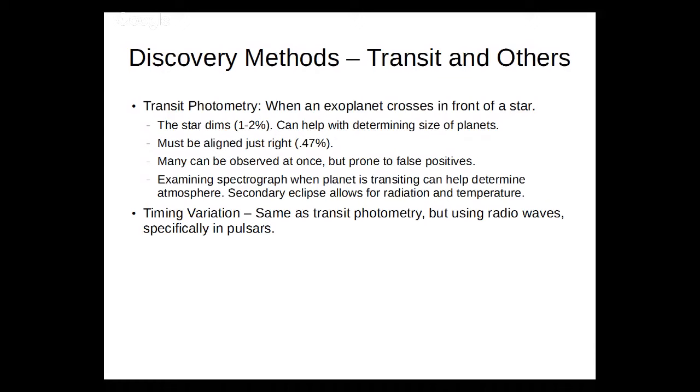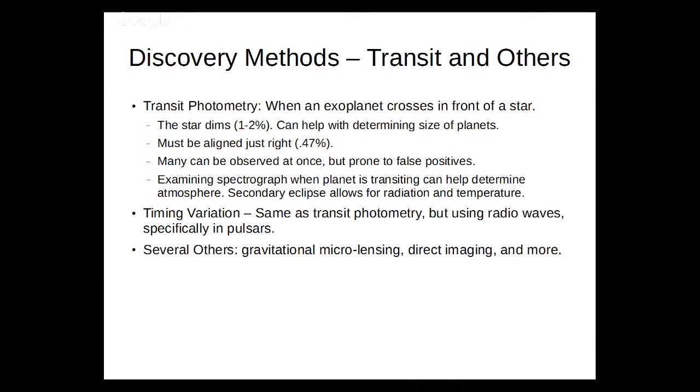Now, timing variation is another kind that we use. It's the same as transit photometry, but we use radio waves, and specifically in pulsars, because pulsars are the timekeepers of our universe. They are stars that basically are emitting radiation in a regular cycle, pulsing on and off, which is why they're called pulsars.